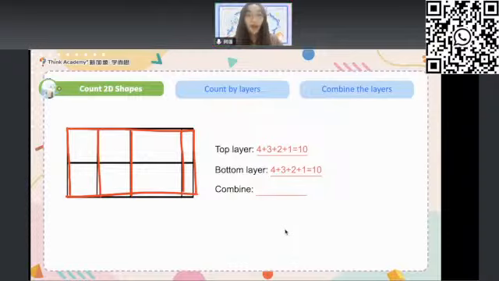Yes, you will see that all these rectangles are taller, right? But again, they share the same base and the same length, okay? So altogether, it is another 4 plus 3 plus 2 plus 1. So though this figure looks very simple, how many rectangles are there altogether? That is 10 plus 10 plus 10, which is 30, okay? So basically, there are 2 steps. First one, count by layer. And the second one is to combine the layers.